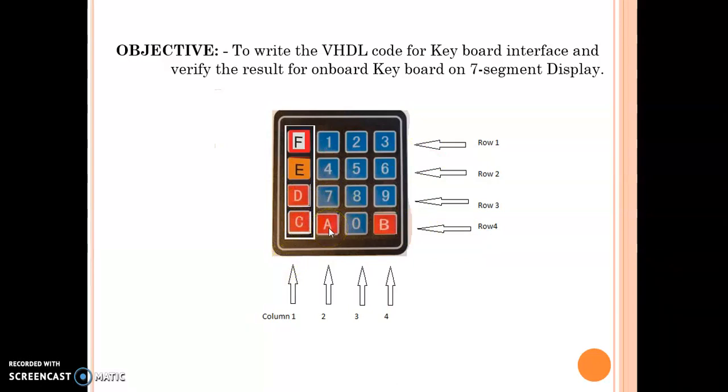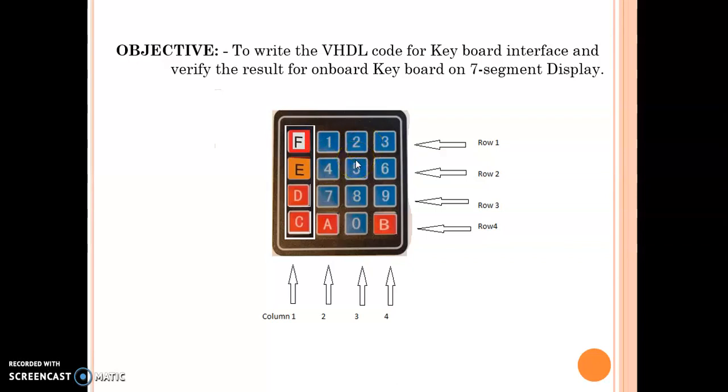When a key is pressed from column 2 row 4, we will display A. When a key is pressed from row 3 column 2, we will display 7. When a key is pressed from row 2 column 2, we will display 4. When a key is pressed from row 1 column 2, we will display 1. When a key is pressed from row 1 column 3, we will display 2.